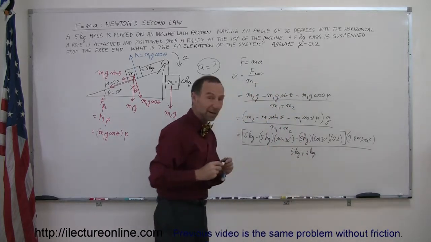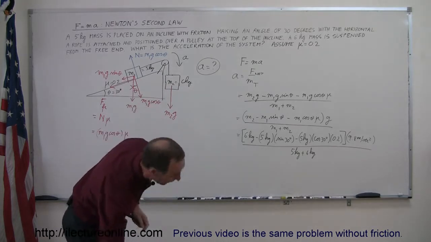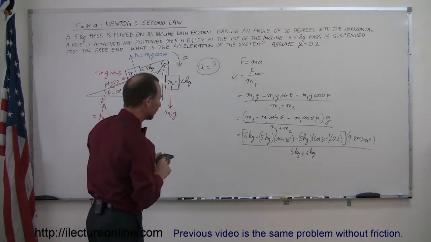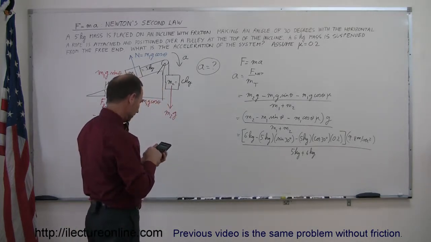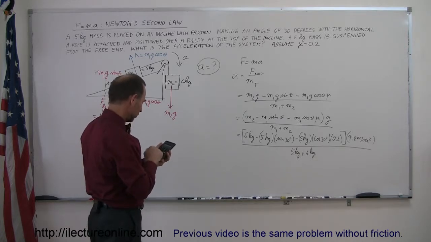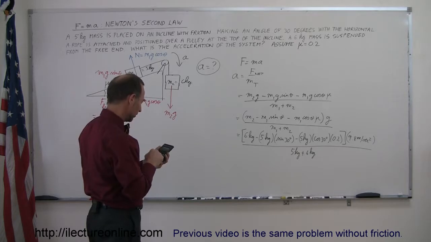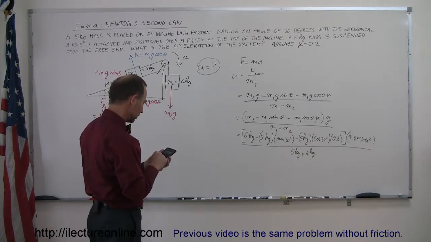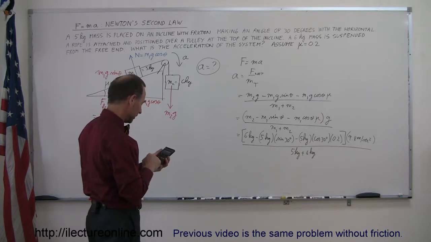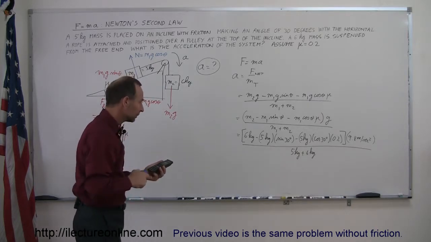All right, now we grab for a calculator right here. Let's see what this is. So we have 5 times the cosine of 30 times 0.2. We subtract that from 6, and then we subtract from that 5 times the sine of 30, and then we take the whole thing and divide it by 11.